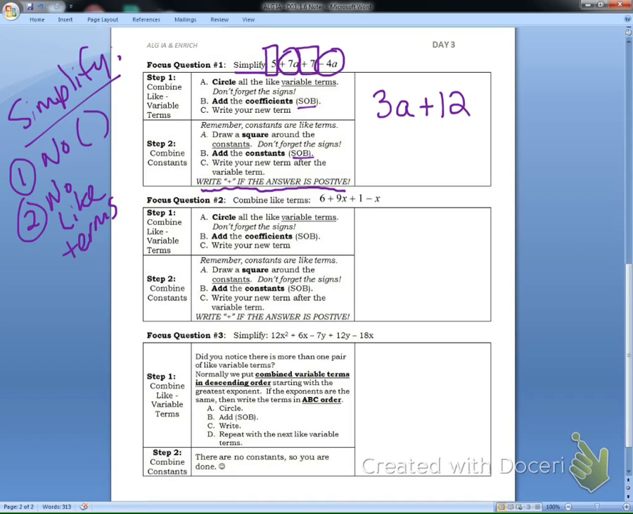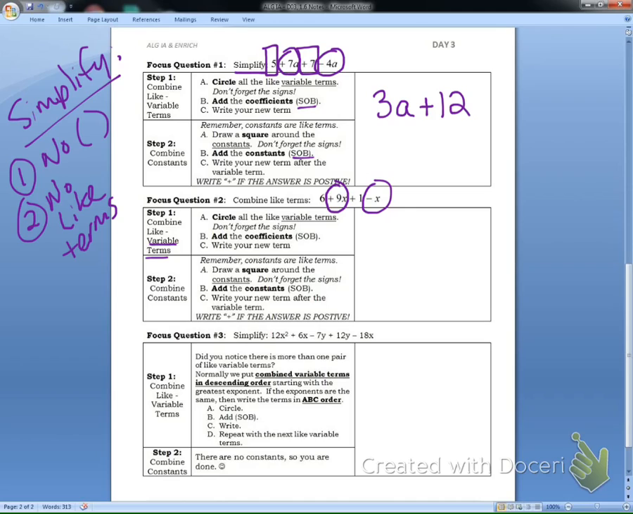Alright, let's take a look at the next focus question. It says combine like terms. It could have said simplify, and it means the same thing. So our first step is we combine our variable terms. Look for your variable terms. Your variable terms were positive 9x and negative x.